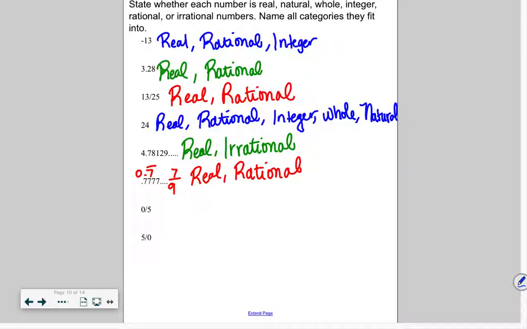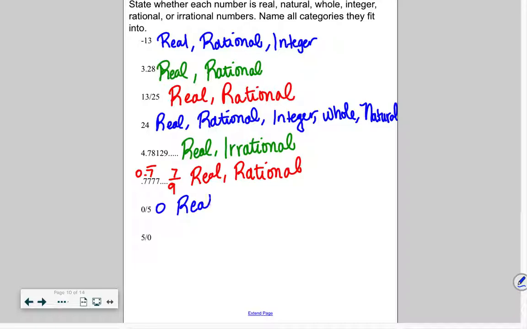What is 0 divided by 5? 0. It's equal to 0. So in its simplest form, this equals 0. I can have 0 pieces of candy divided by 5 people. We all still just get 0 pieces of candy. So 0 is what classification?